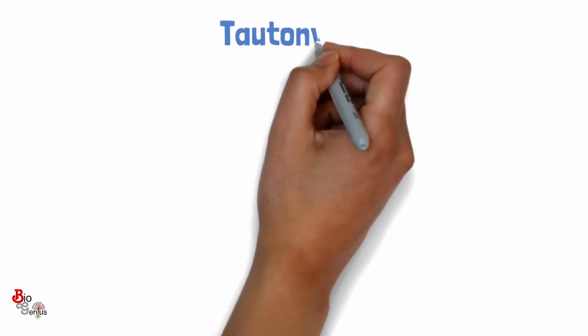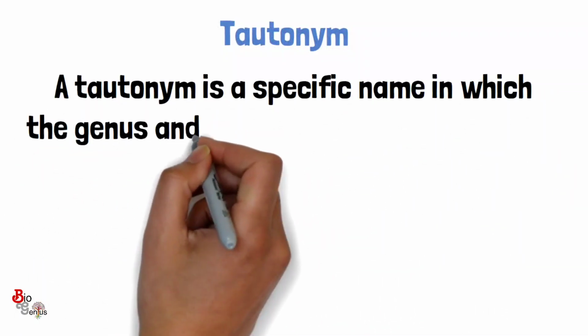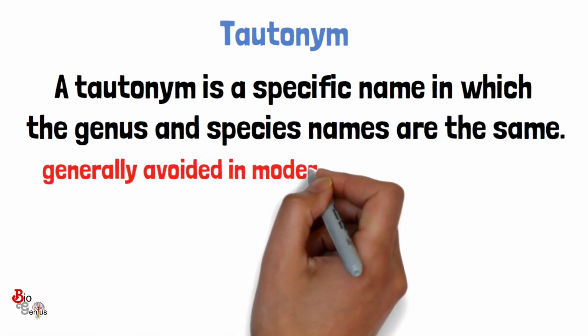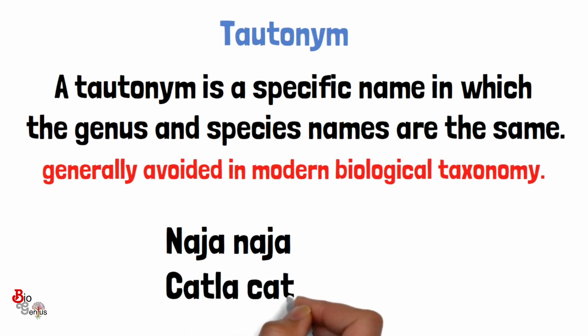Tautonym. In biological nomenclature, a tautonym is a scientific name in which the genus and the species names are the same. This was more common in the past but is generally avoided in modern biological taxonomy. For example, Naja naja, Katla katla, etc.